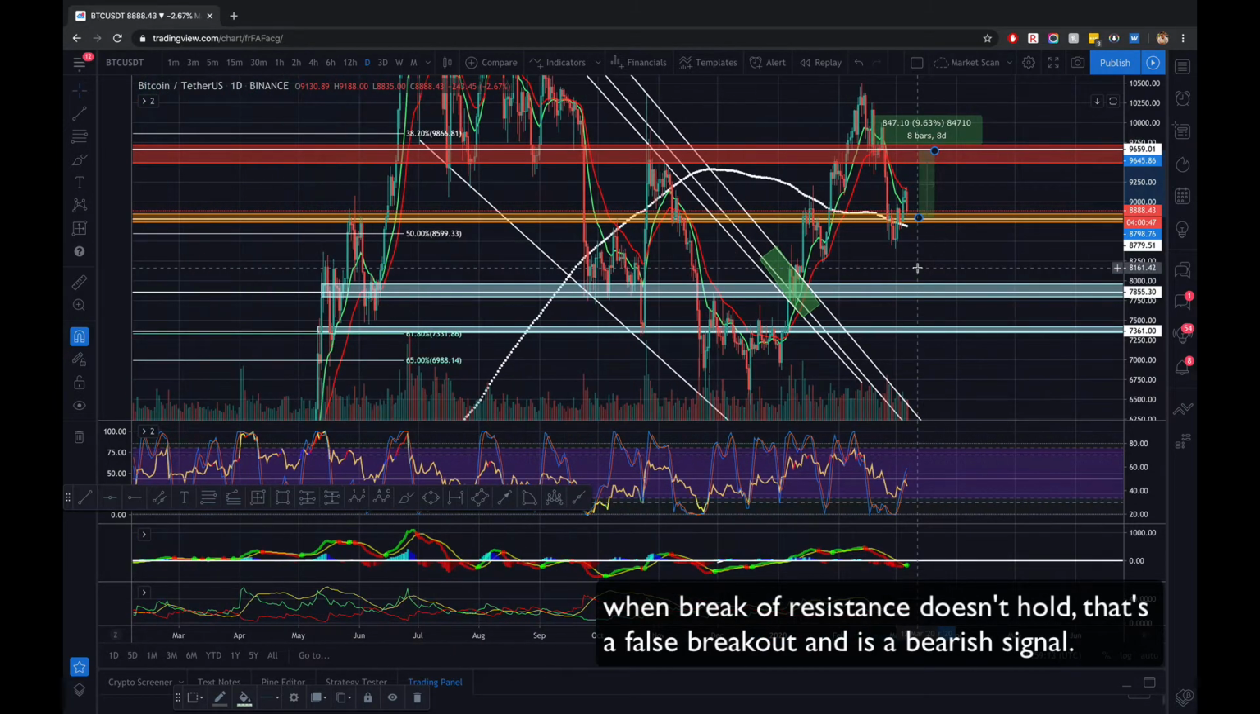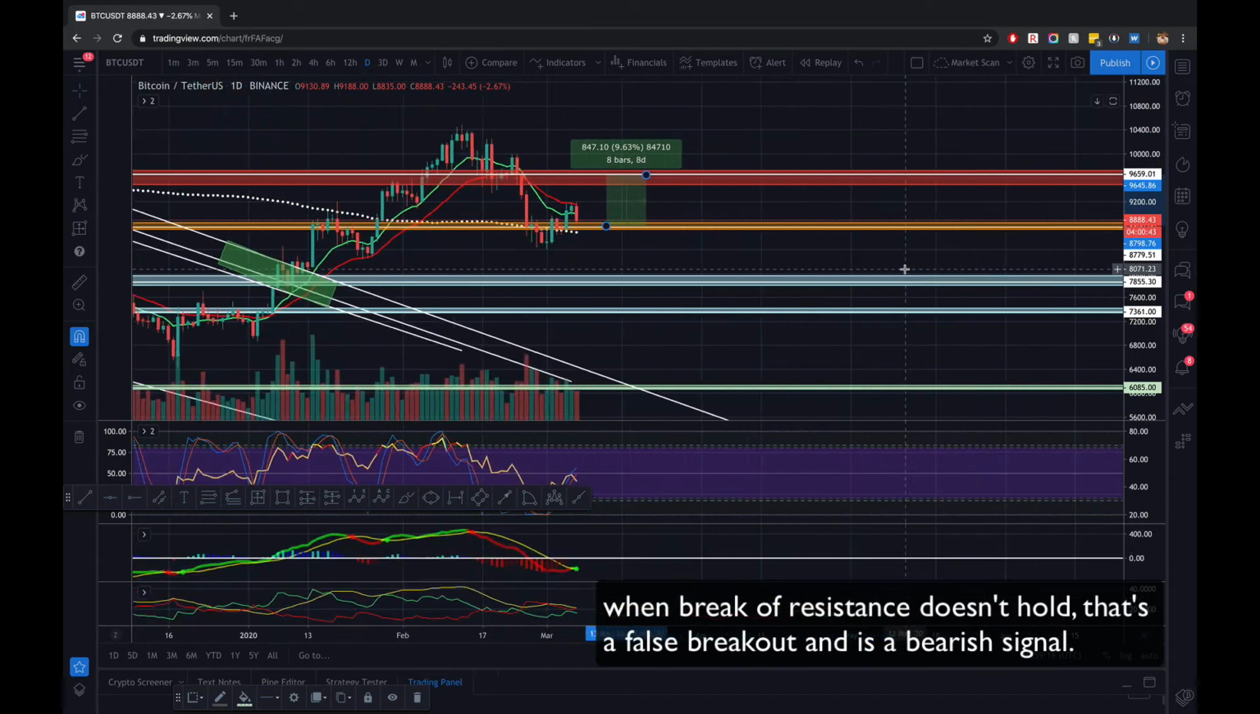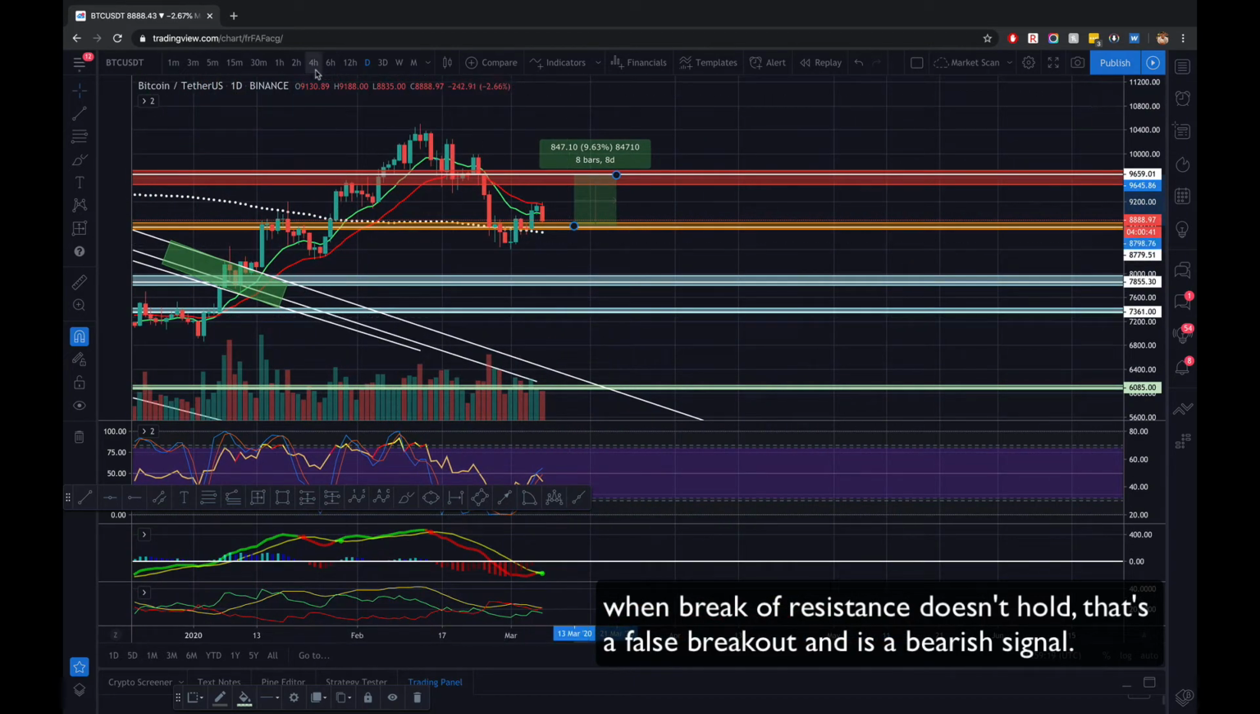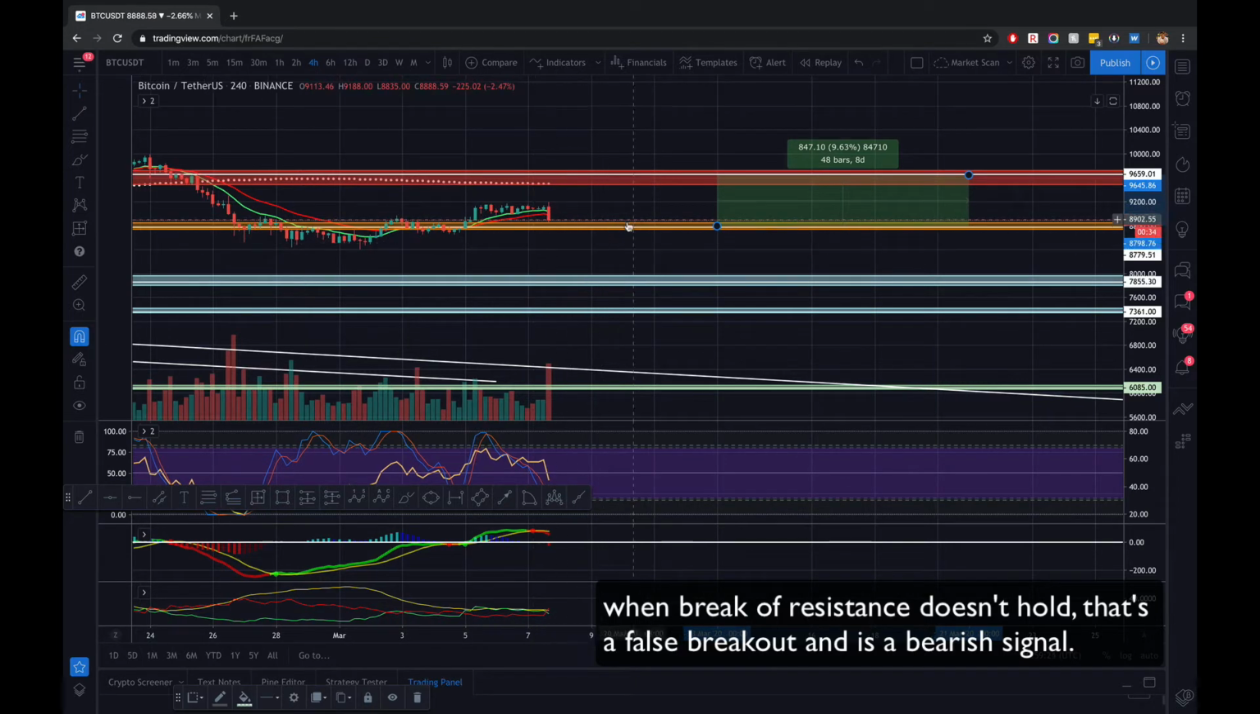I just don't really know why it would necessarily pump. It would be weird to have it drop like this and then just pump right back up, because this is a heavy drop with lots of volume.